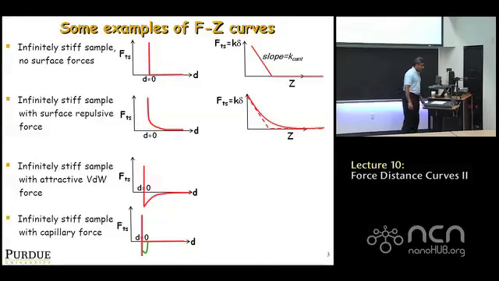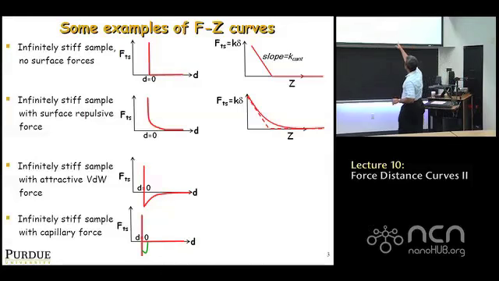Let's take a look at the third example. Infinitely stiff sample with attractive van der Waals force. Okay? There's an example where you have, again, a vertical interaction force versus D. So this represents, let's say, a sphere and a surface with some attractive van der Waals forces. Let's say inverse square gap dependence like Professor Raffenberger talked about. But at some point you contact the surface and the surface is infinitely stiff again.